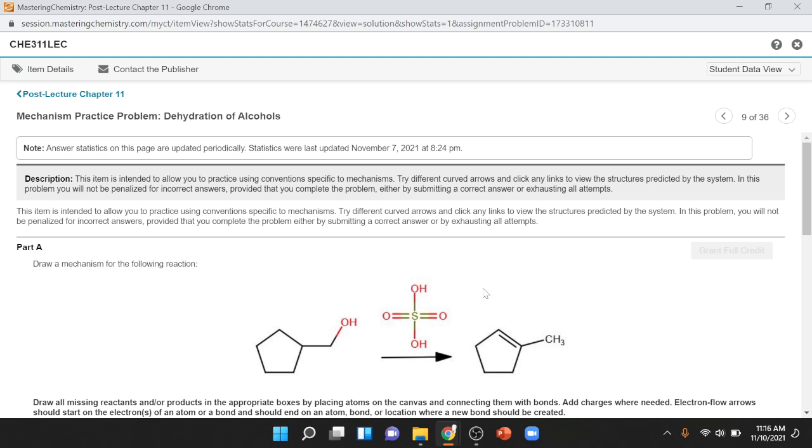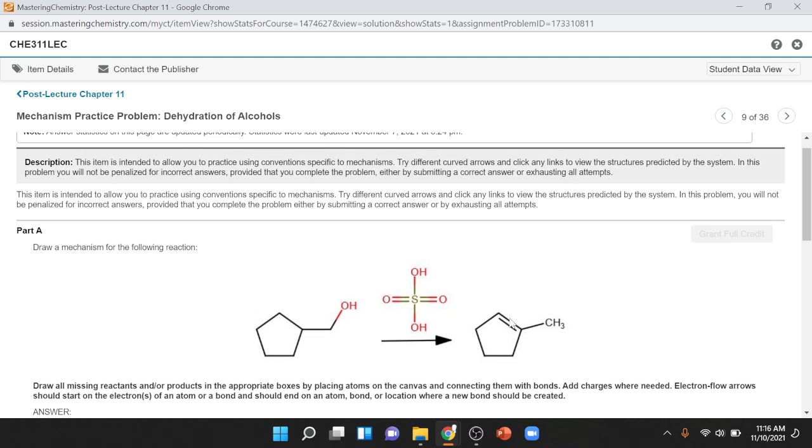So you have this right here, which is a ring. Same ring, right? Okay. We have this methyl coming off it, and right here we have an alcohol, don't we? Okay. That seems okay. Okay, we've seen that. And then we have an acid, don't we?